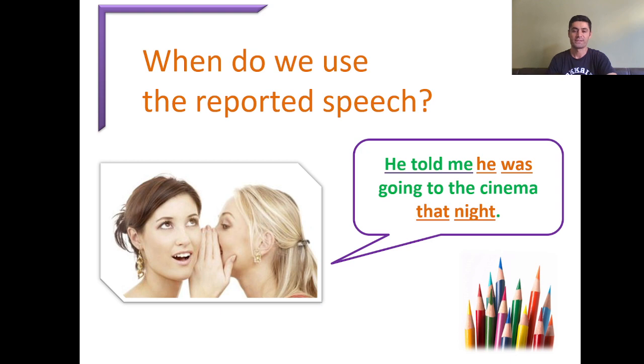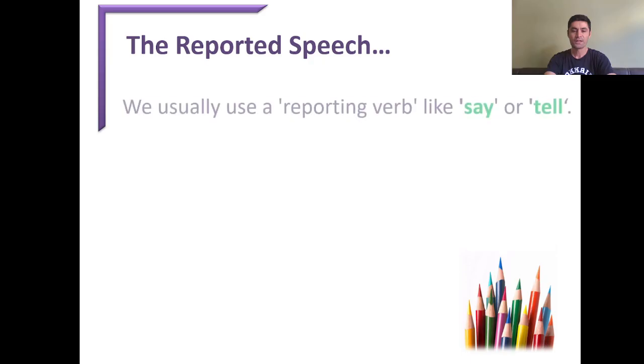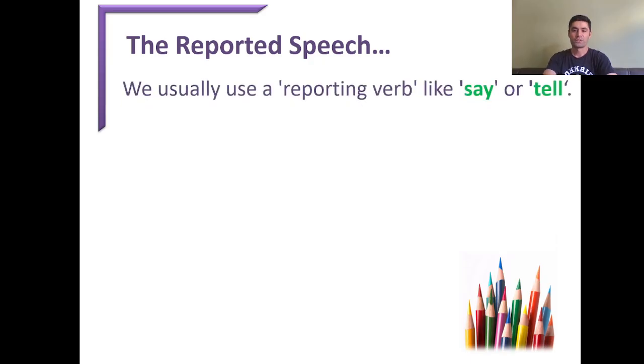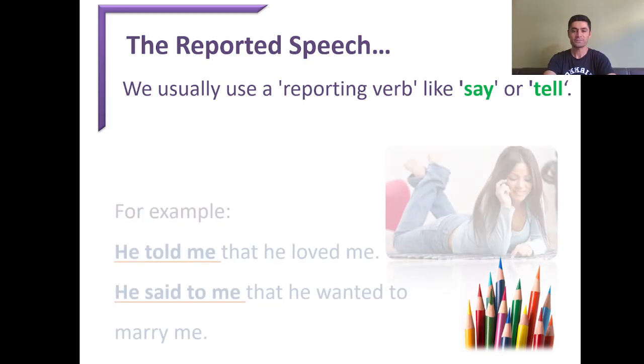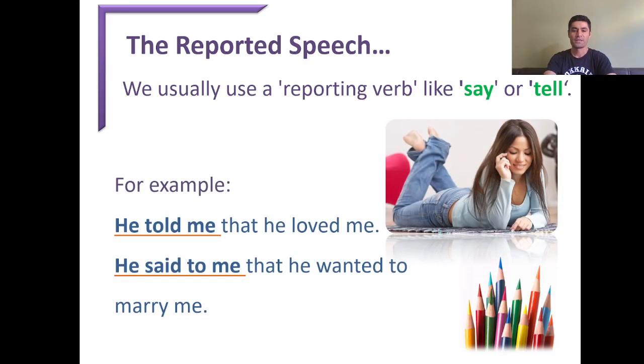So if your friend says, I'm going to the cinema tonight, and you're telling this to another friend, you say, he told me he was going to the cinema that night. Alright, let's see it in more detail. We usually report the verb with say or tell. For example, he told me that he loved me.